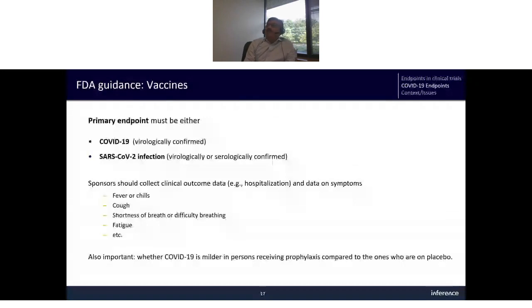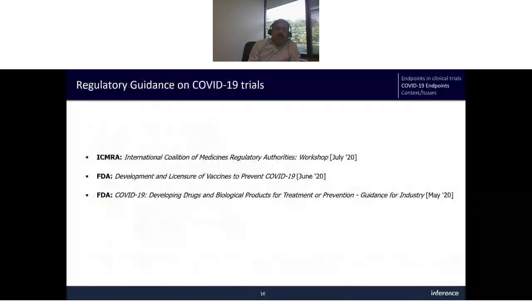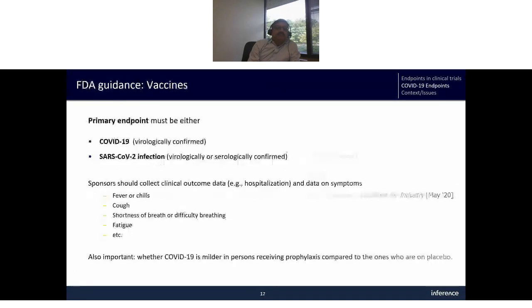Now, the FDA guidance, I think, covers pretty much everything that others have talked about. So I'm focusing on FDA guidance. For example, if we go back one slide, the ICMRA is an international coalition. This workshop was chaired by PMDA and EMA. And if you look at the recommendations, they are not different from what is there in the FDA guidance documents.